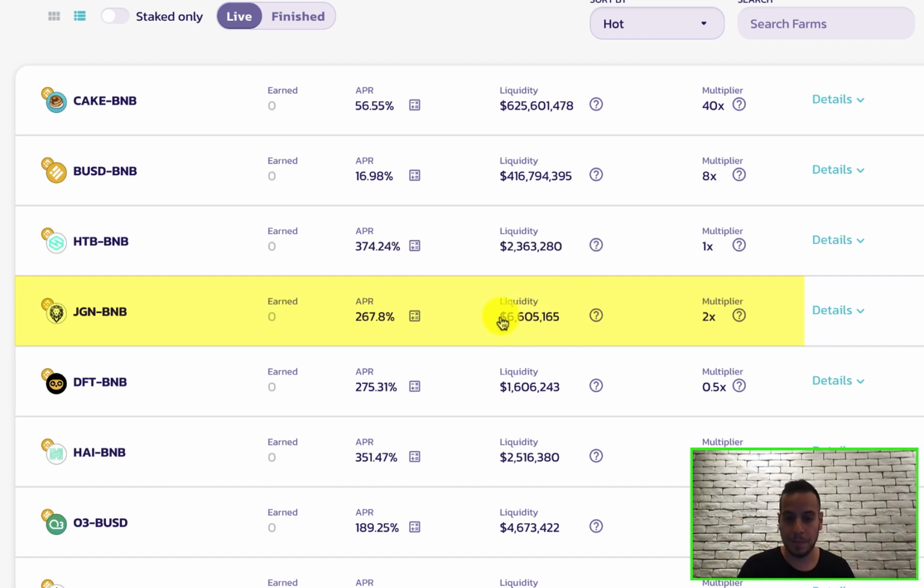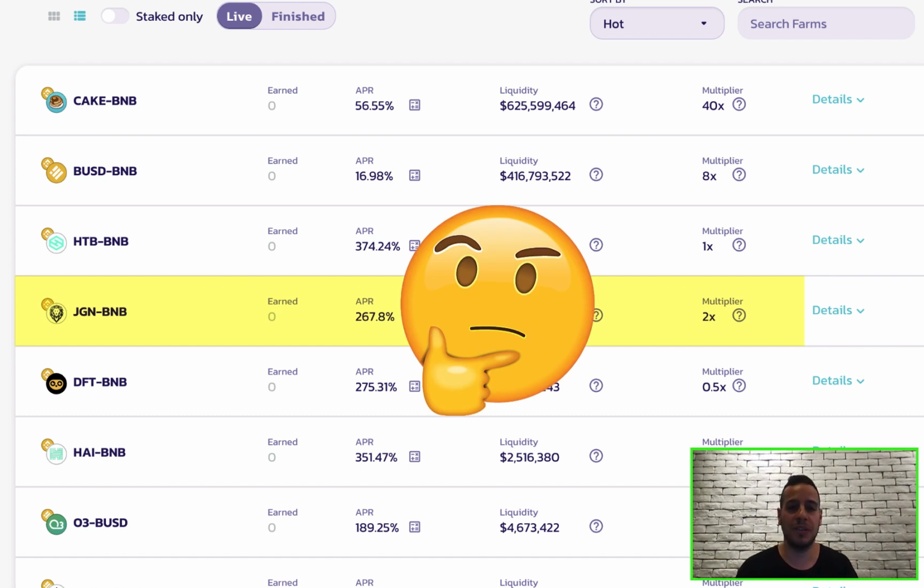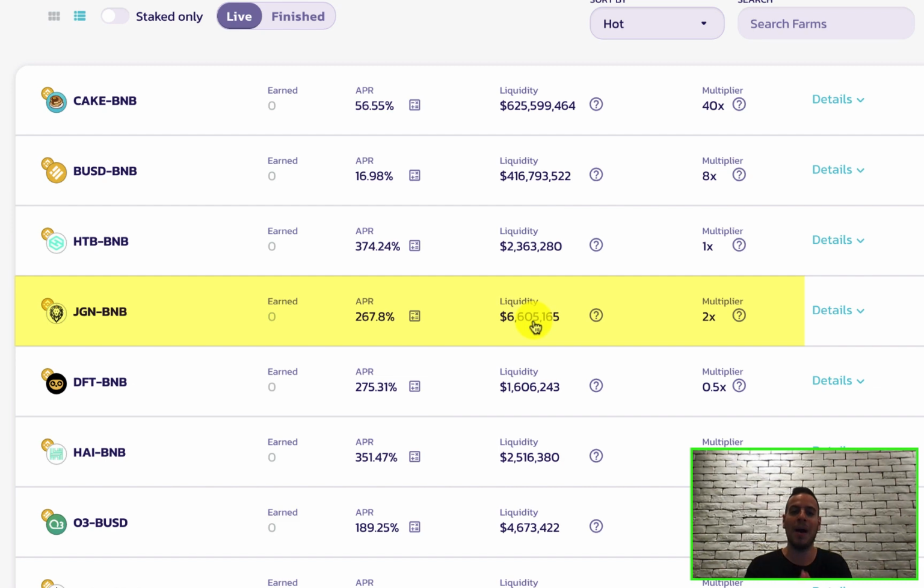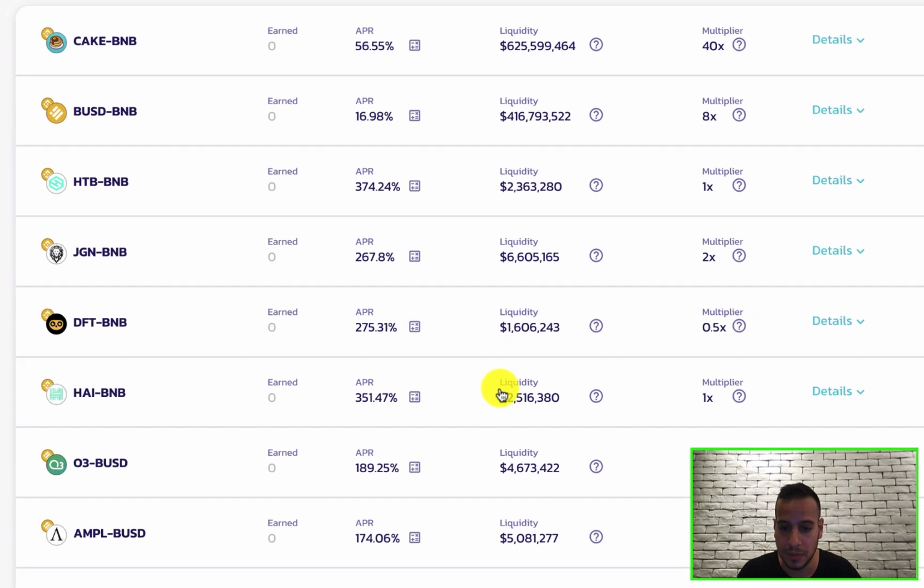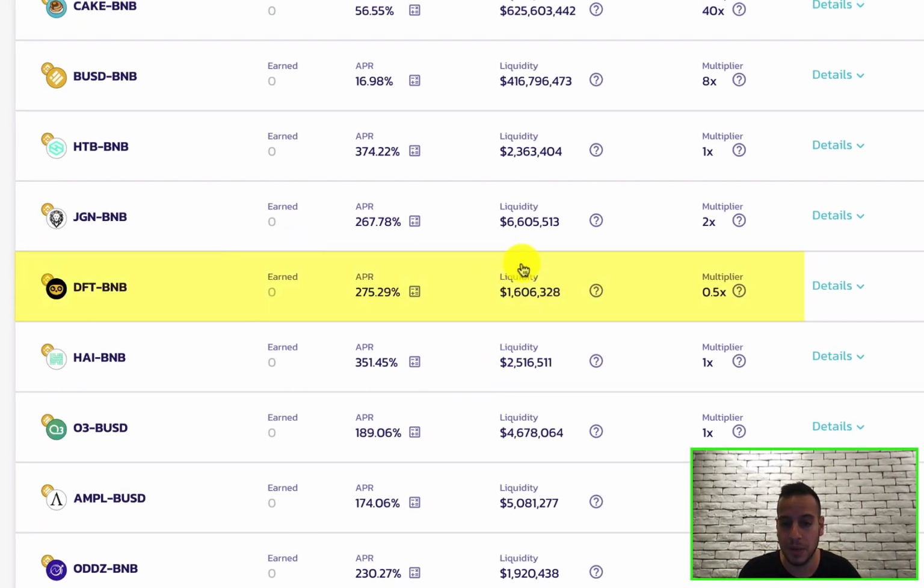So let's say there is $6.6 million in total liquidity, and I provided, let's say, $1 million, which is around 20%. From these two Cakes, I get 20%. Do the calculation later. Maybe a simpler example is this DFT-BNB farm. Here we see that there is $1.6 million of liquidity, which means that if I put $800K in the farm and lock it, I will get half of the amount. If the farm gets, let's say, half a Cake, I'll get 0.25 Cake. So this is basically what decides the APR: the amount of liquidity that is provided and locked in the smart contract in the specific farm, and the multiplier.